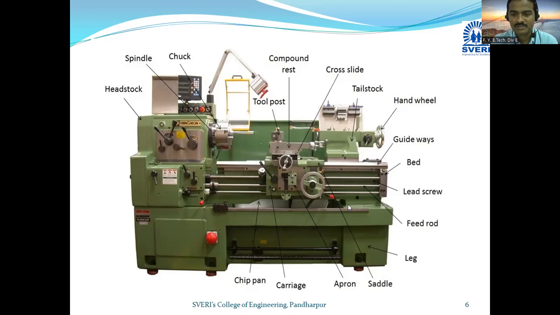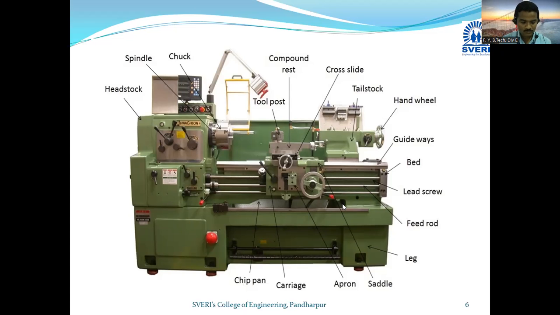म्हणजे main purpose of tailstock is what? To support the job, and for doing operations on the components we can have the tailstock. It is also required for supporting the job or doing the operations. Okay. Then next is tool post.